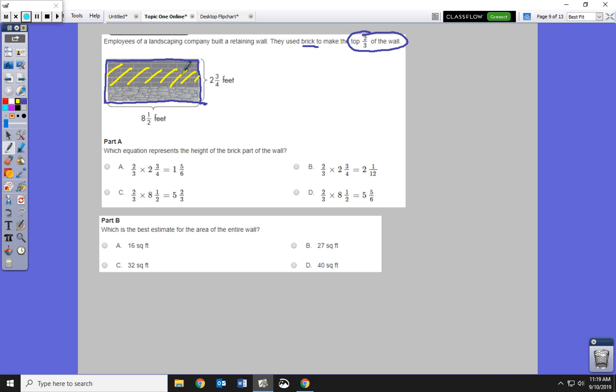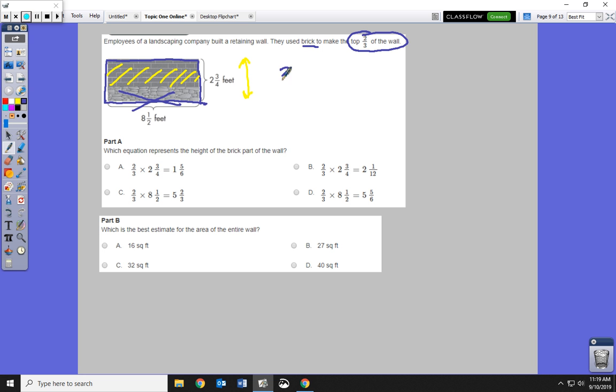Underneath that brick, we have some kind of riverbed rock. We're not focused on that riverbed rock right now. We're focused on that top 2/3 of the wall. And it says top, meaning I'm going top to bottom, not left to right. All right, so let's take a look at what we have here. It says which equation represents the height of the brick part of the wall. So again, we're just focused on the brick part. We do not want this bottom part, this riverbed rock.